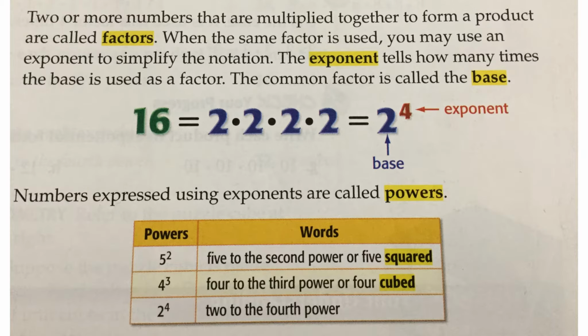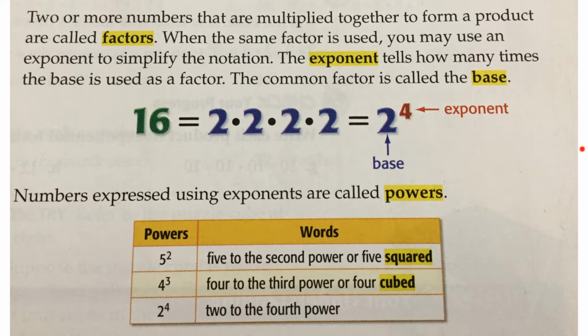Two or more numbers that are multiplied together to form a product are called factors. We just talked about that earlier. We multiply 2 things together to get a number, it's called a factor. When the same factor is used, you may use an exponent to simplify the notation. The exponent tells us how many times the base is used as a factor. The common factor is called the base.